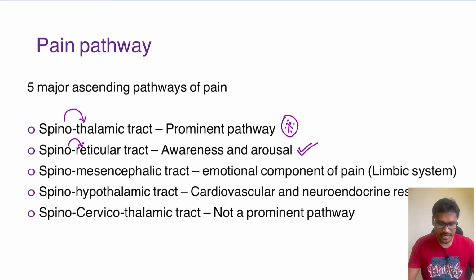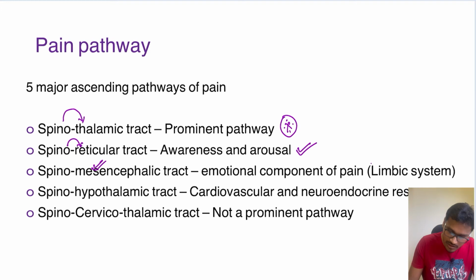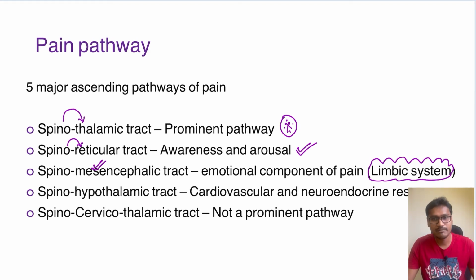Then there is another tract, the spinomesencephalic tract. It is responsible for the emotional component of pain, and sometimes pain is associated with some emotions. That is why this tract is involved in those emotions, and it goes to a particular place called the limbic system. We will have a separate video lecture on the limbic system, but what is the limbic system? It is the area where the behavioral and emotional aspects of the person are perceived.